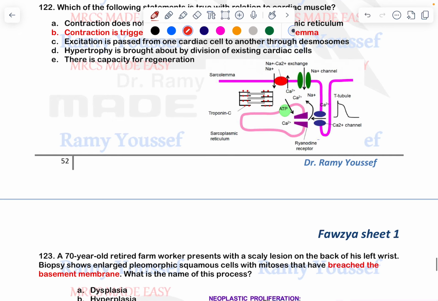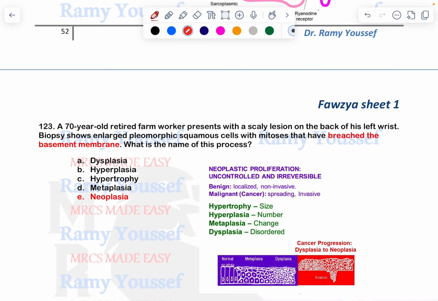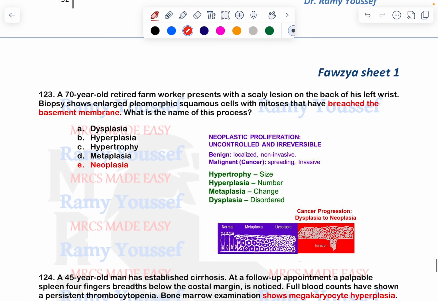Hypertrophy is change in size, hyperplasia is change in number, metaplasia is change from one type to another. Dysplasia is disordered growth. Neoplasia is clear-cut malignancy, uncontrolled and irreversible. And dysplasia, metaplasia, dysplasia.